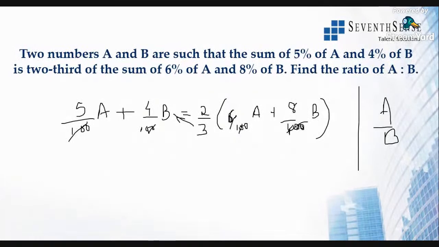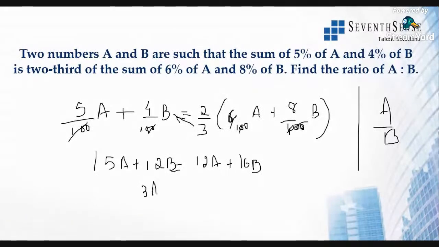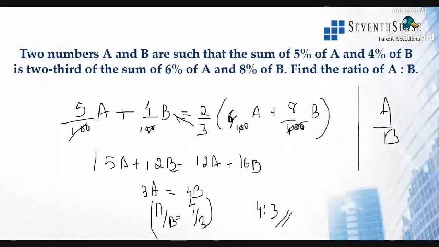So it becomes 15A plus 3 4s are 12B is equal to 2 into 6 is 12A plus 2 8s are 16B. We'll just take the like terms and unlike terms. So 15 minus 12 is 3A, that will be equal to 16 minus 12 is 4B. Now they're asking A is to B, in the sense B comes in the denominator. So A by B is equal to 4 by 3. The ratio is 4:3. All right. The answer will be 4:3.